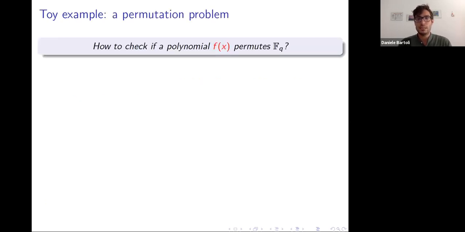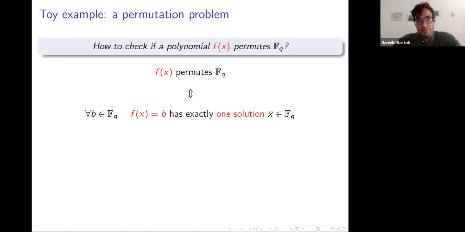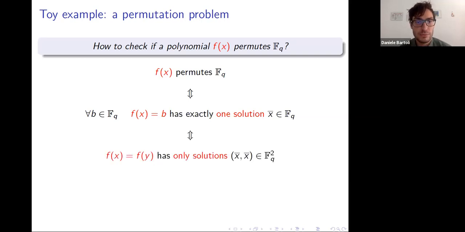Now let's start from this basic example. Suppose that we have a polynomial f(x) which is defined over F_q, so all its coefficients are in F_q. And we would like to know if such a polynomial permutes F_q, which means if it is a bijection seen as a function over F_q. Well, it can be easily seen that this is equivalent to asking that for each b in F_q, the equation f(x) = b has exactly one solution x bar in F_q. This is for any b. Well, this is equivalent to asking for this bivariate equation f(x) = f(y) to have just one solution for each x bar. So basically it has only solutions of the type (x bar, x bar) with x bar in F_q.